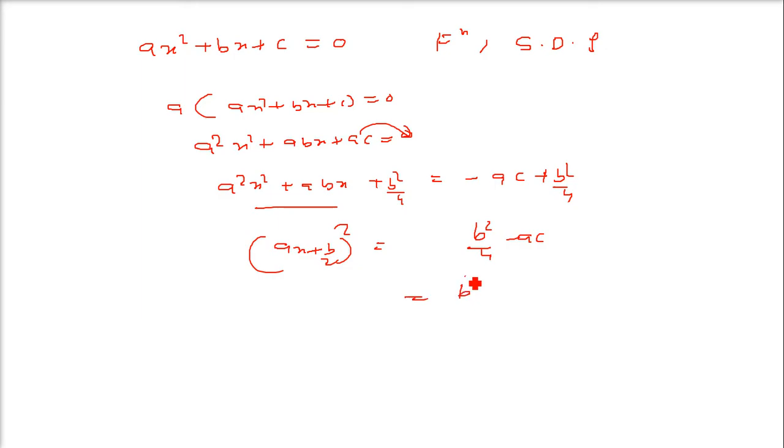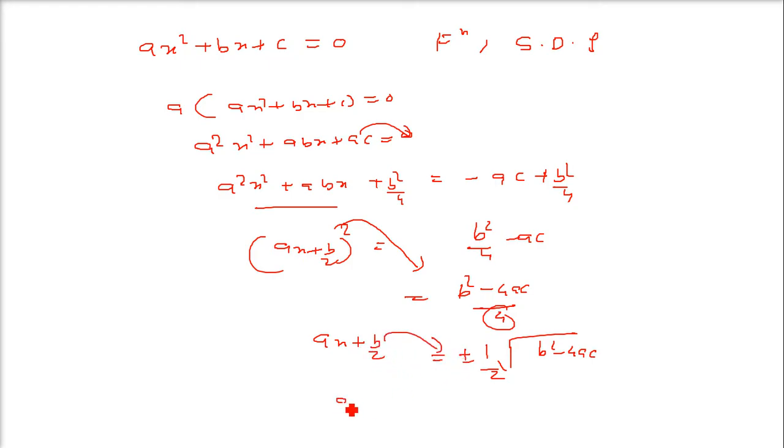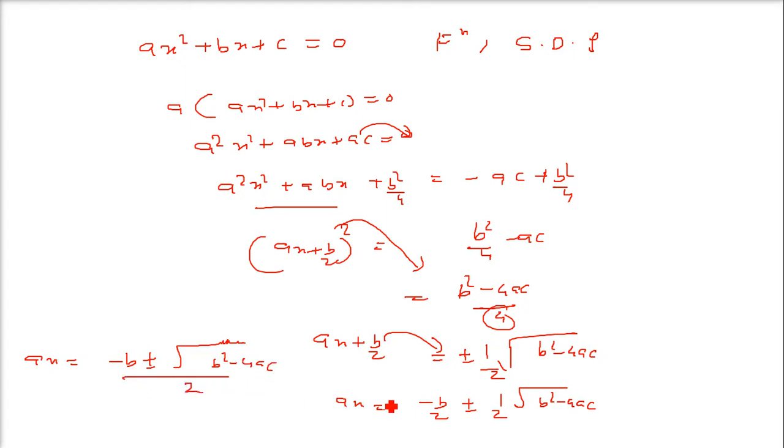Now let us solve it. This is b square minus 4ac by 4. Now take the square root on both sides. This will be plus minus under root b square minus 4ac, and this is 1 by 2, since 4 comes out. So this becomes ax plus b by 2 equal to this one. Now take b by 2 to the other side. ax will be equal to minus b by 2 plus minus 1 by 2 under root b square minus 4ac. Now you can write this as ax equal to minus b plus minus under root b square minus 4ac by 2, since both have 2 as the denominator. Now take this a to the other side, so x becomes minus b plus minus under root b square minus 4ac by 2a.